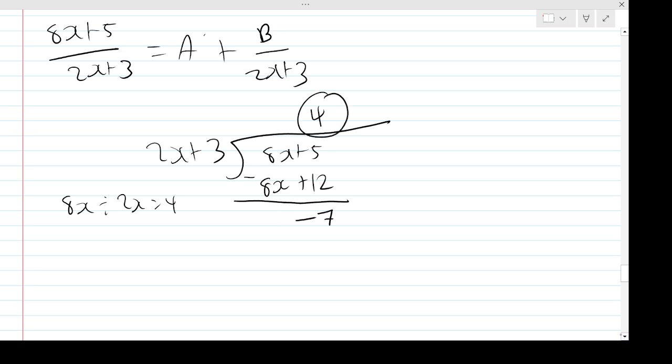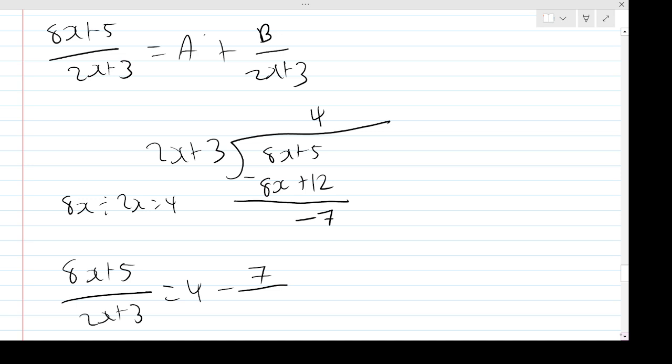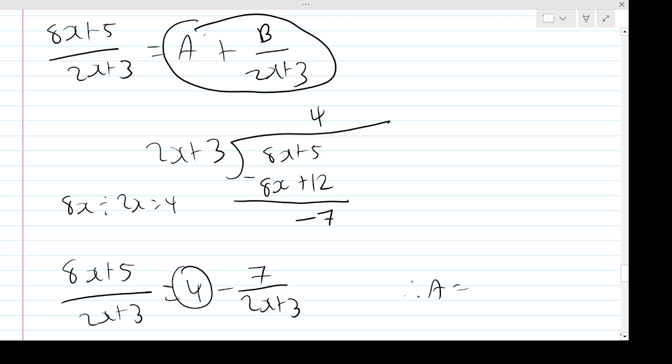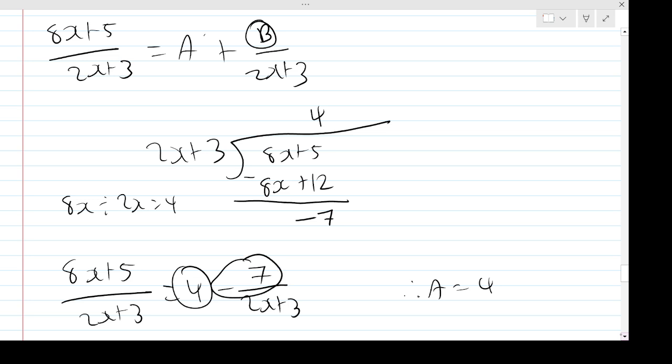And our quotient is 4, which means that we can write our fraction as firstly the quotient, the number on the top, which is just 4, add a remainder of minus 7, and so you have minus 7 left over from 2x plus 3. There we are. So actually then, if you match it with this form, therefore A has to be 4, and B, which is our remainder, is minus 7. There we are.